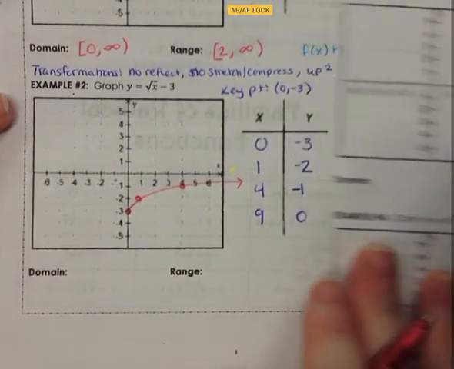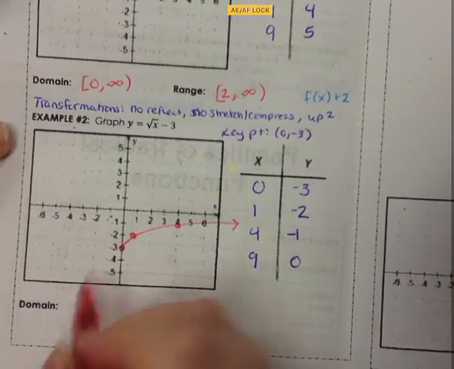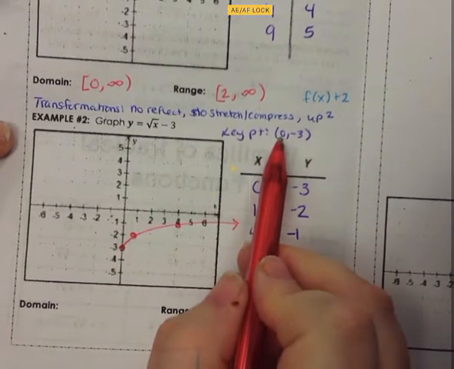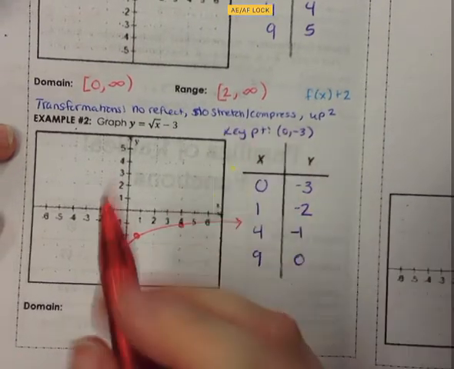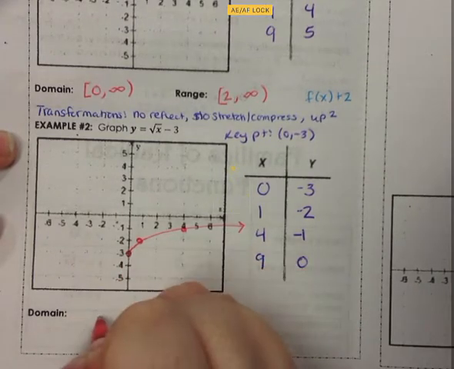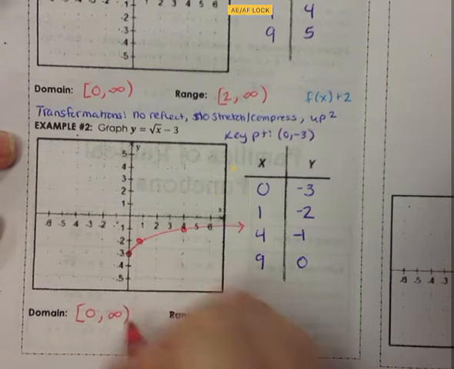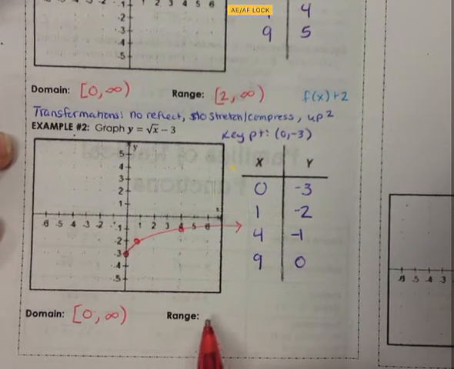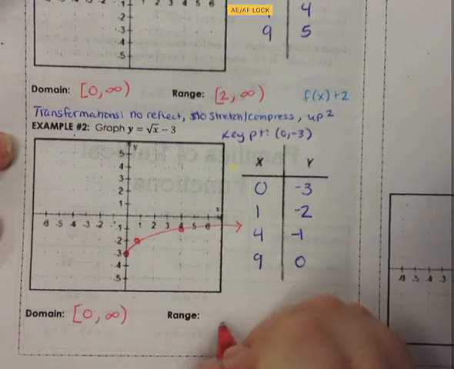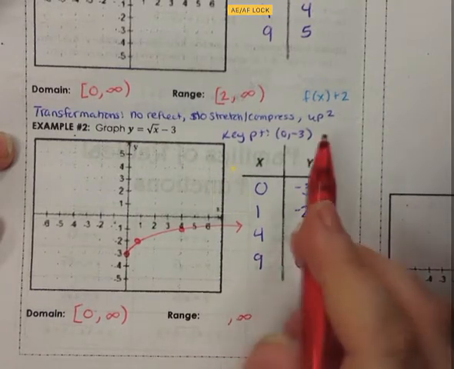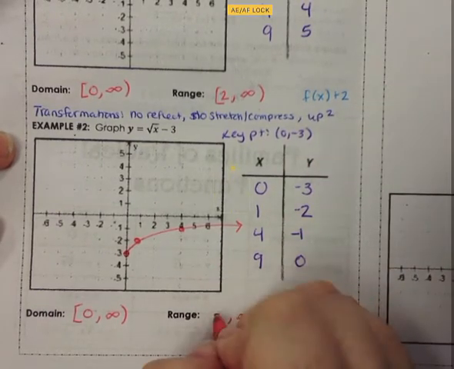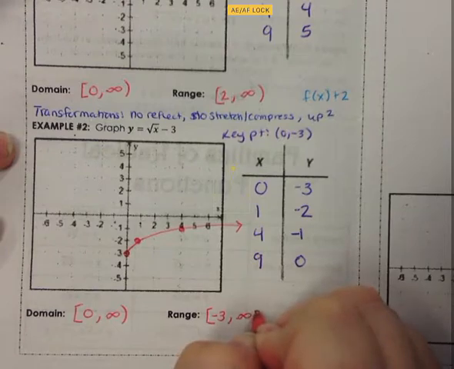So again, talking about your domain and range. Your domain starts with your h value, and it's going to the right, so there's a positive infinity. But there's a 0 for the x, and then close bracket, open bracket. For the range, it's also going up, so that's a positive infinity. And then your y value is where it starts, so negative 3, close, and then open.